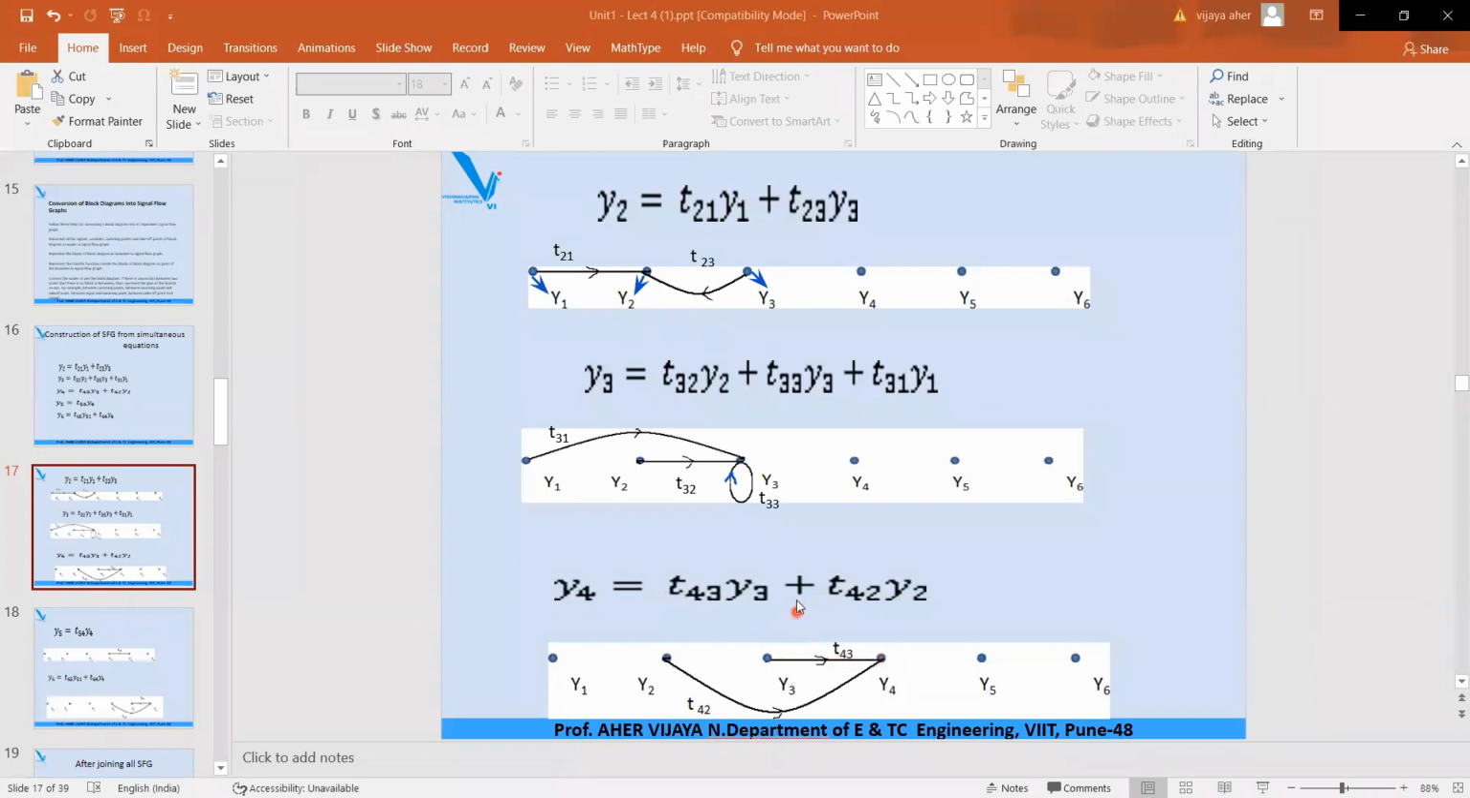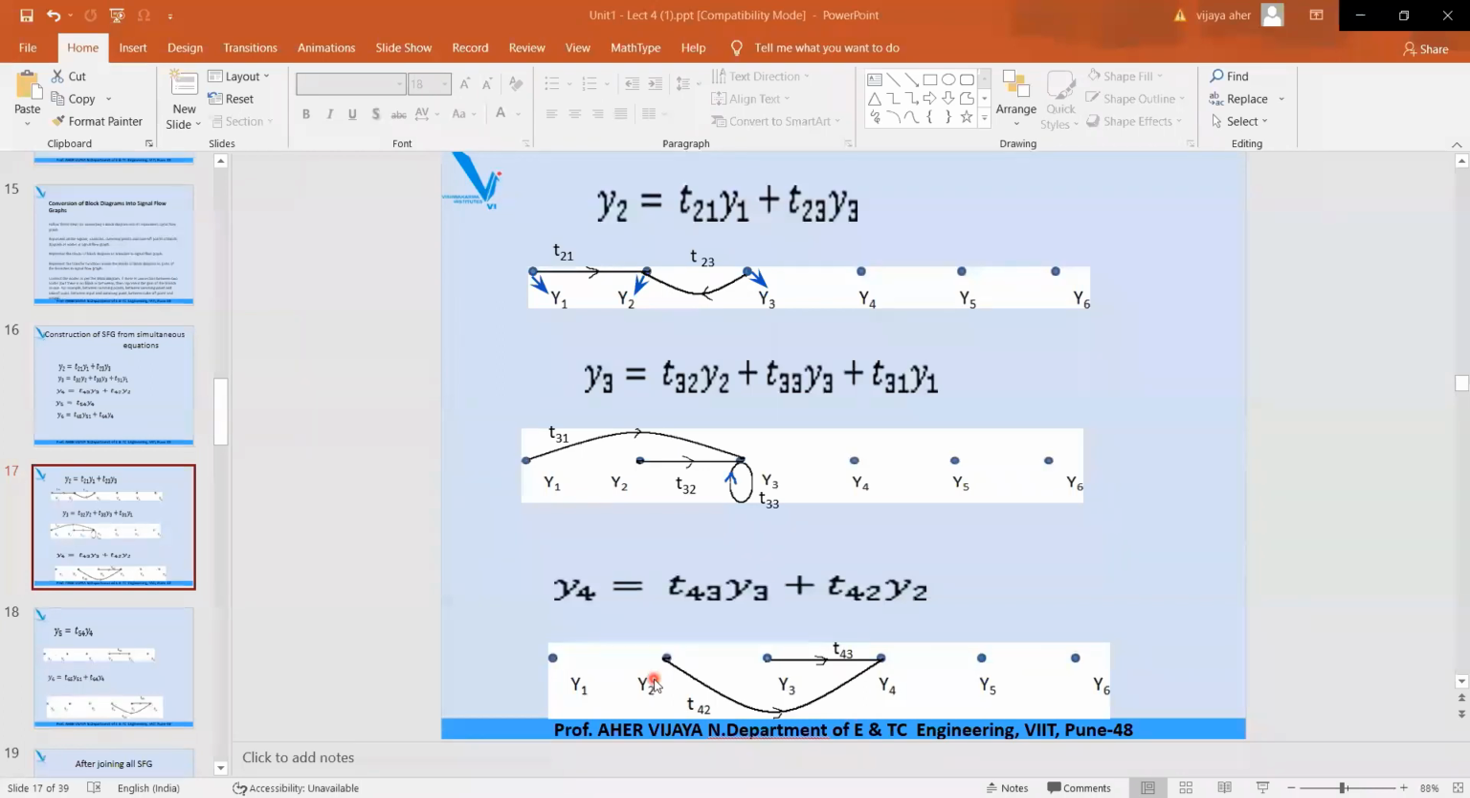So this is nothing but your T43 into Y3. First term. दूसरी term काय आहे? T42 into Y2. Y2 node is here. This is Y2. Okay. Y1 हा आहे, हा Y2 node आहे. Okay. How to write transmittance?